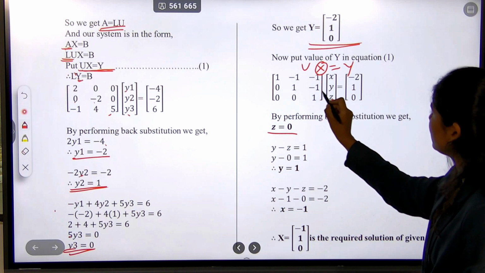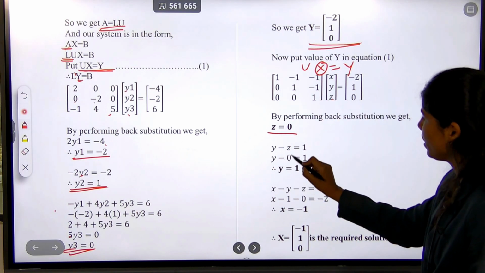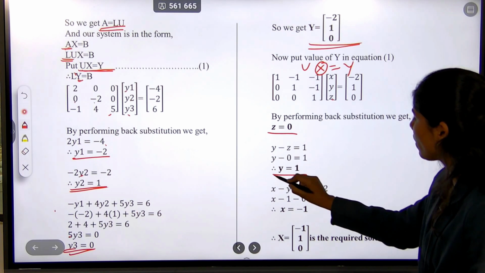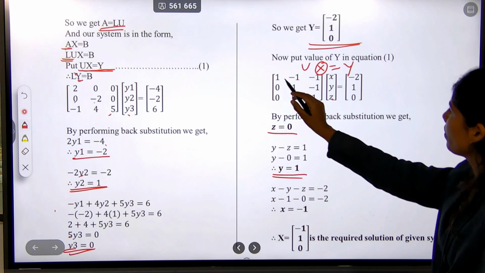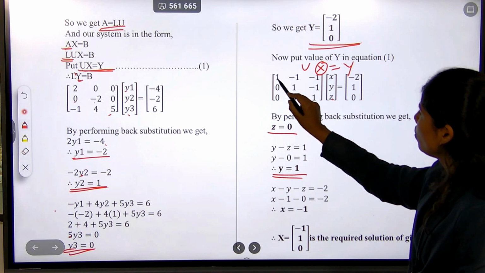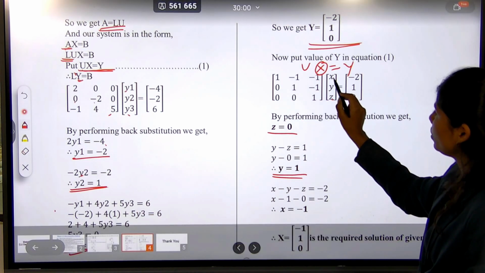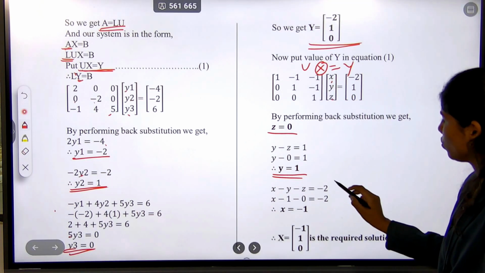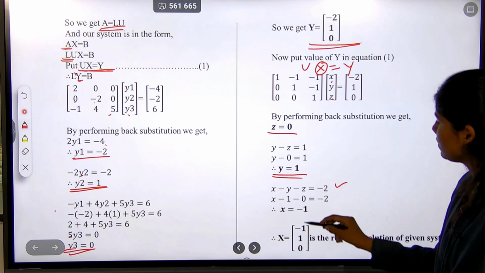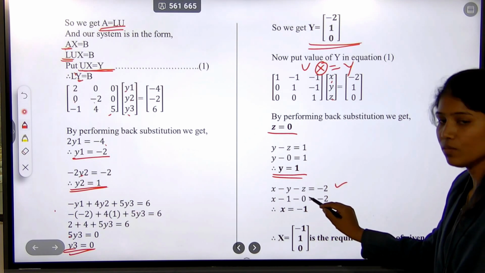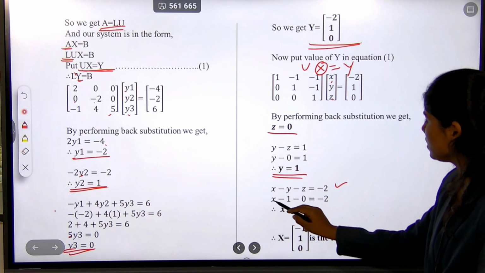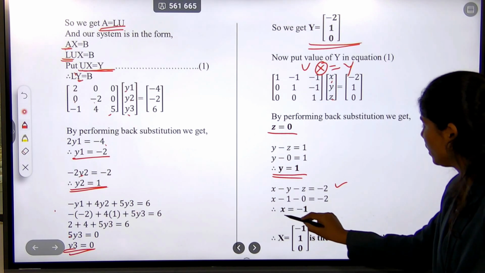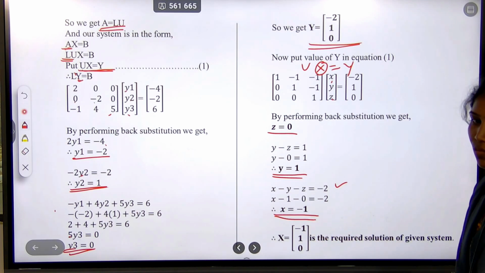Then y minus z equal to 1. So y minus the value of z, which is 0, equals 1. So we get y equal to 1. And then perform back substitution in the first row: 1 into x, that is x minus y minus z equal to -2. So put here the values of y and z; the value of y is 1 and the value of z is 0. So it gives us x minus 1 minus 0 equal to -2. So we get the value of x as -1.